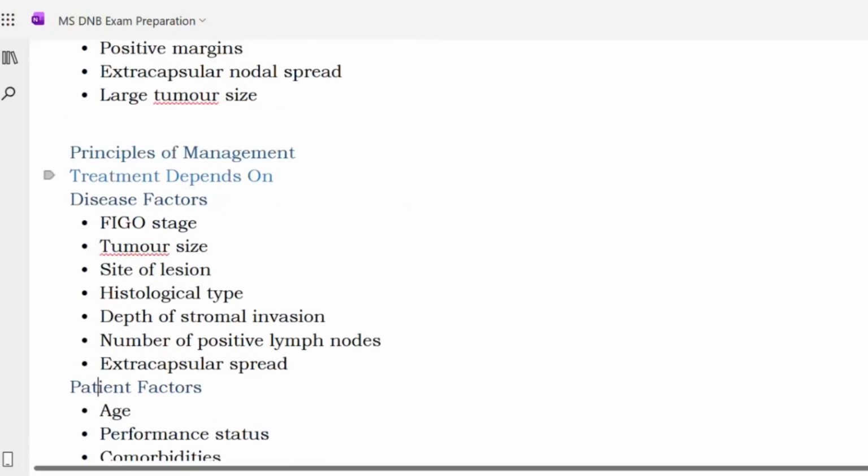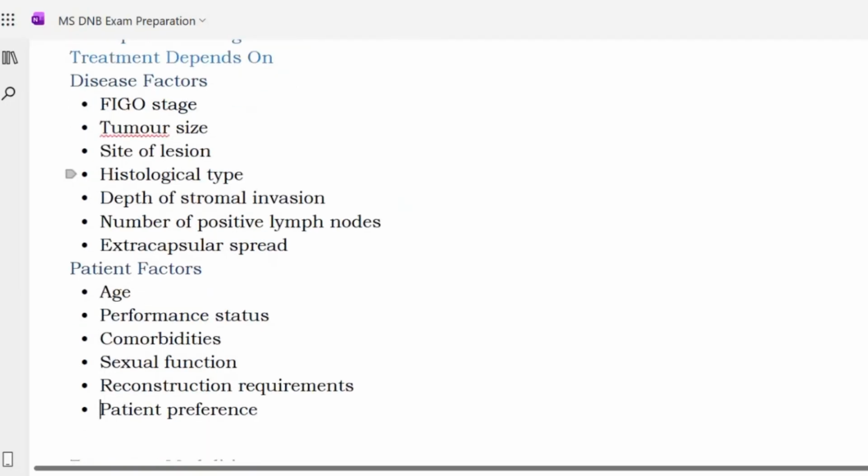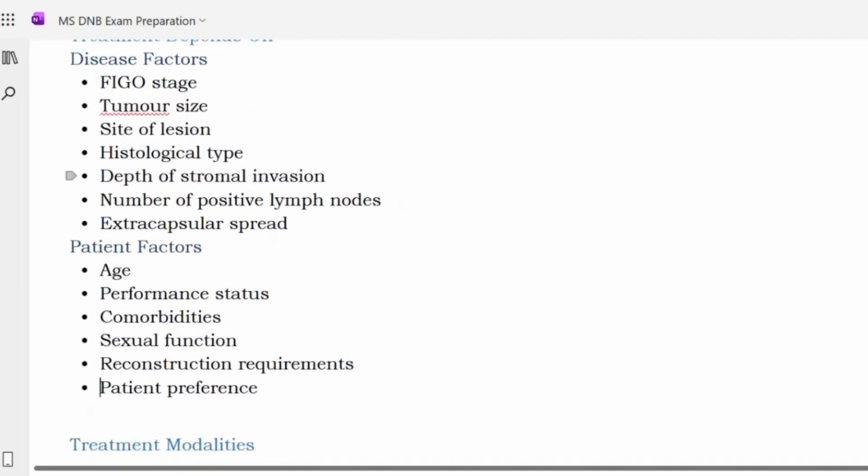Okay, what are the principles of management? On which factors will the treatment be decided? There are disease related factors and there are patient related factors. Disease related factors: one is staging, FIGO staging. Then second is the size of the tumor. Third is the site of the lesion. Fourth is the histopathological type. Then depth of stromal invasion, the number of positive lymph nodes, and extracapsular spread.